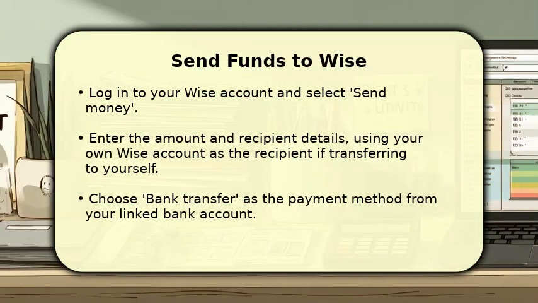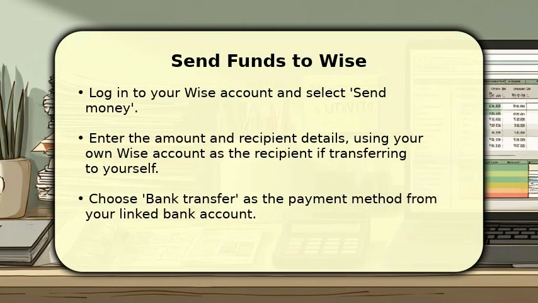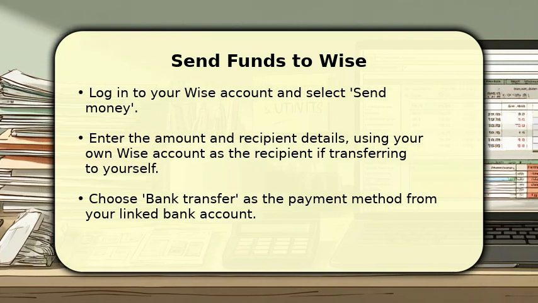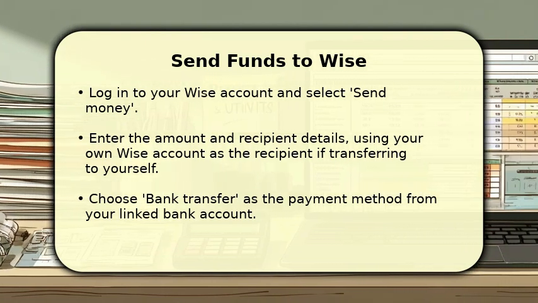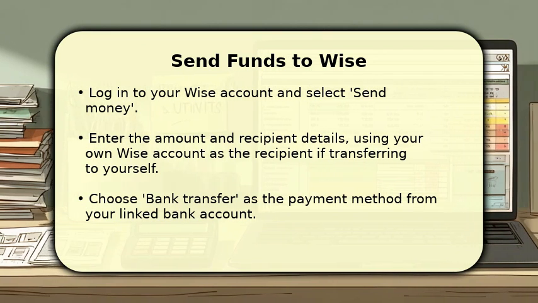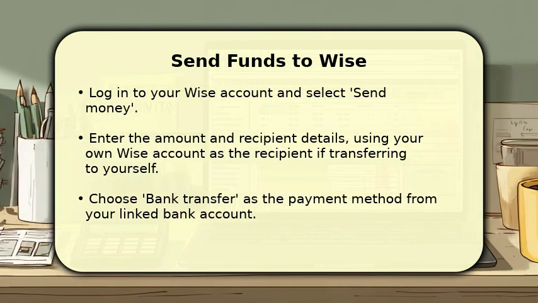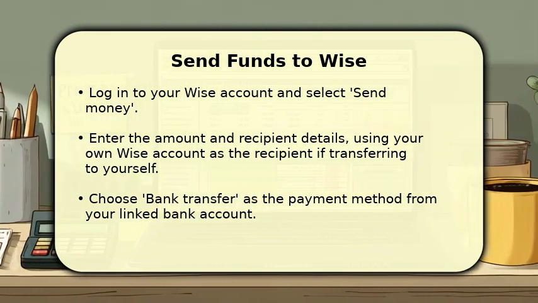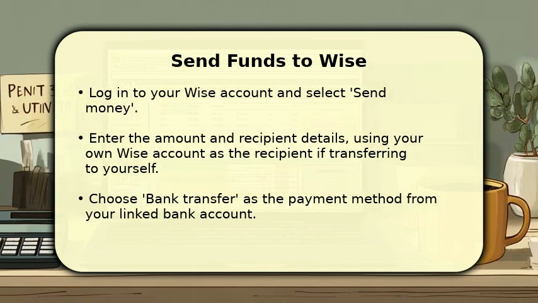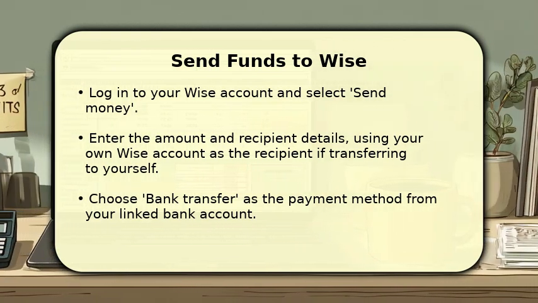Once your funds have successfully landed in your bank account, it's time to send them to Wise. Log into your Wise account and select Send Money. You'll need to specify the amount and the currency. If you're sending to your own Wise account, choose yourself as the recipient. For the payment method, select bank transfer or manual bank transfer.